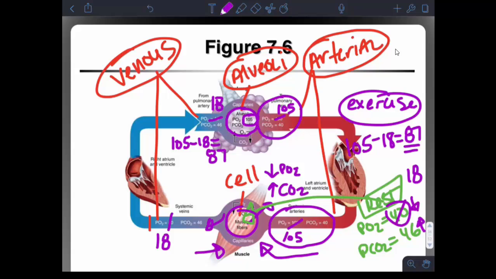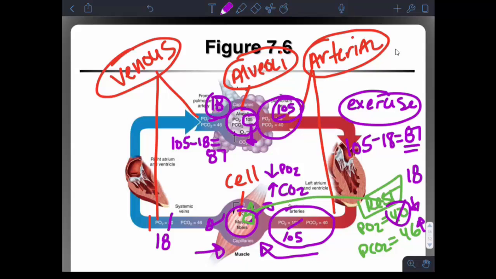The PO2 in this blood is much lower, which means that more oxygen is going to have to drive into the blood to replace the oxygen that was used in the cells. Again, it's going to equilibrate with what's in the alveoli, so it's still going to equilibrate at 105, but much more oxygen is going to have to leave the alveoli to get the blood up to 105, because it came in lower. It came in at 18 instead of 40.